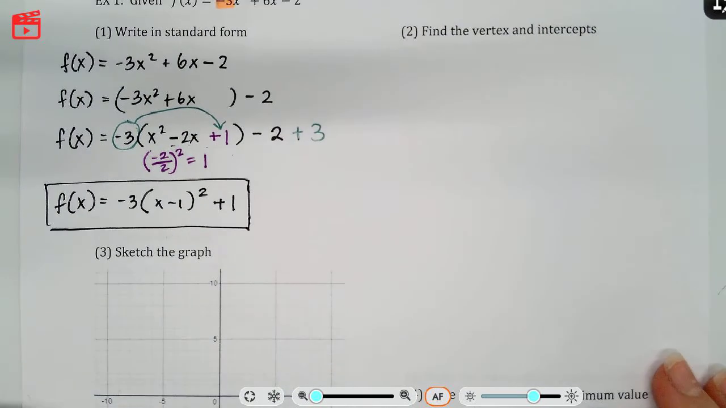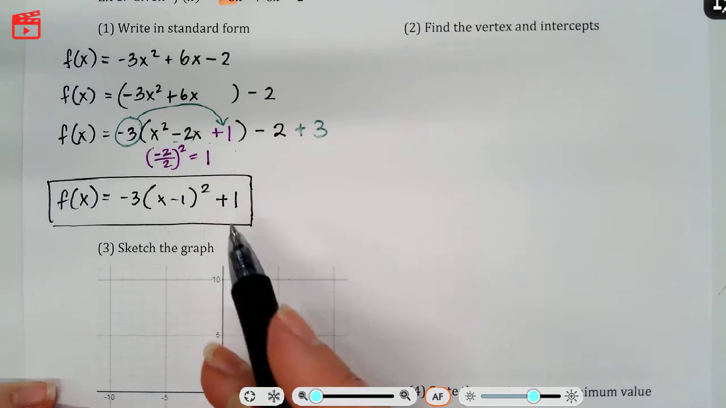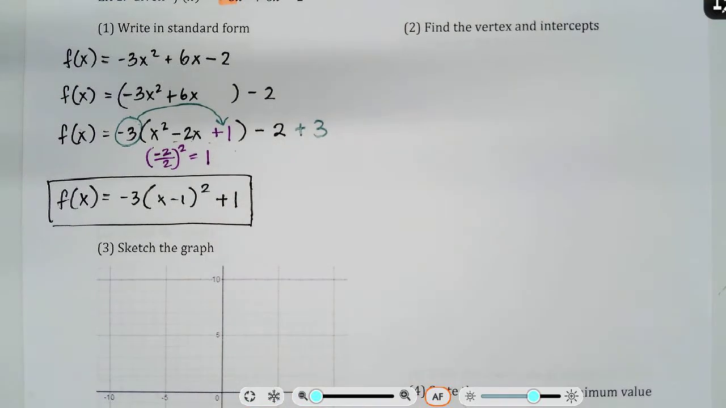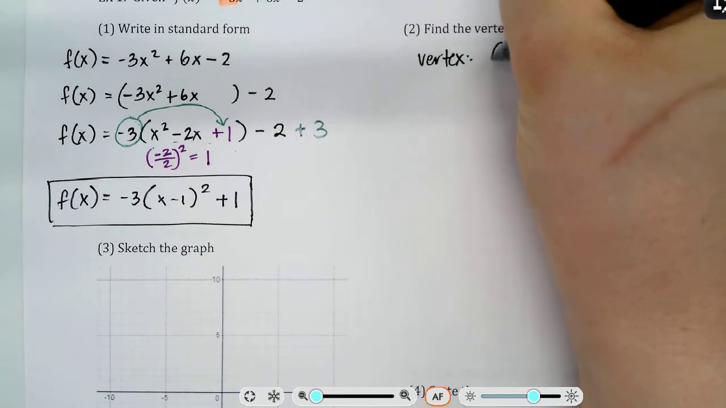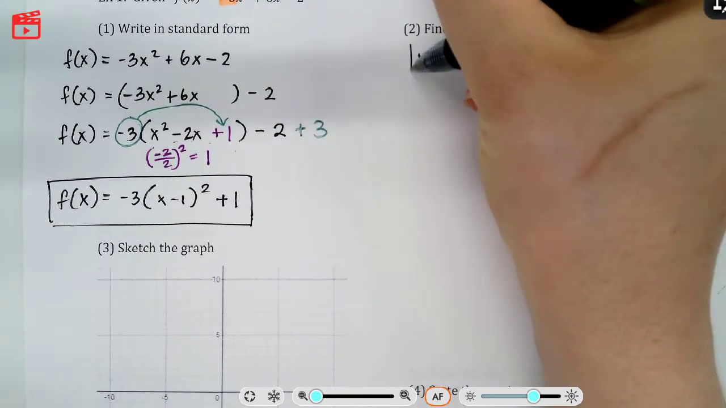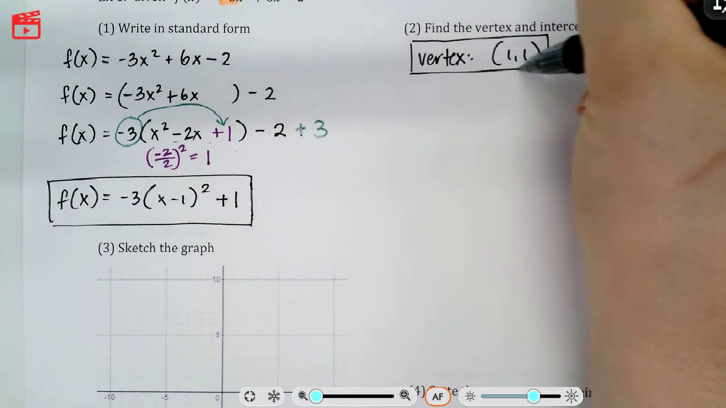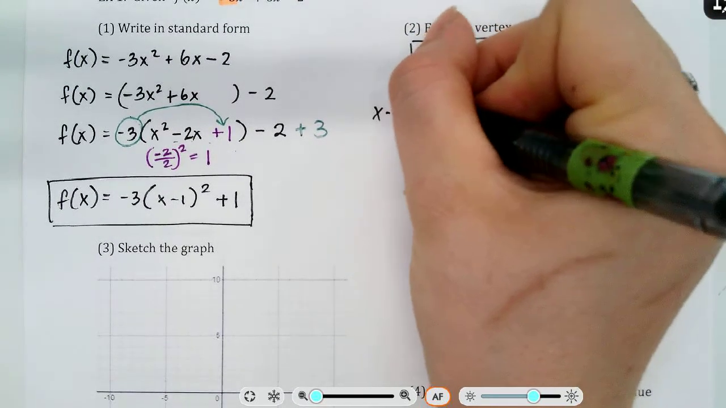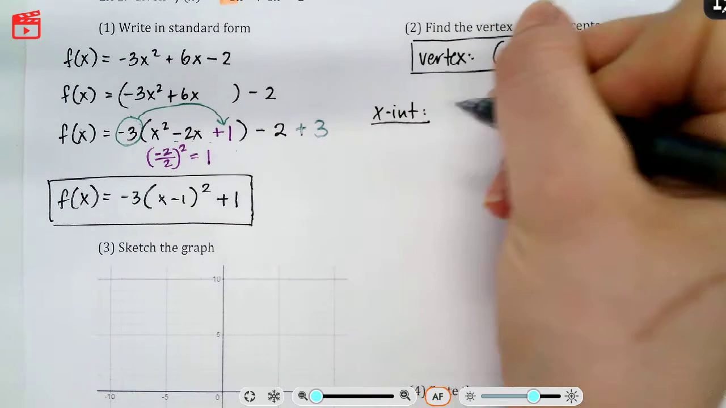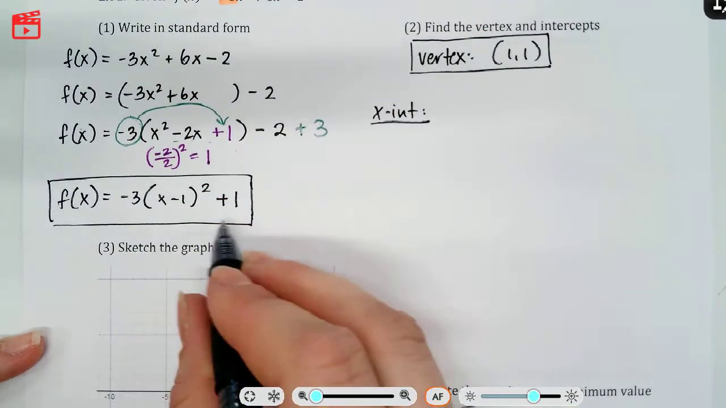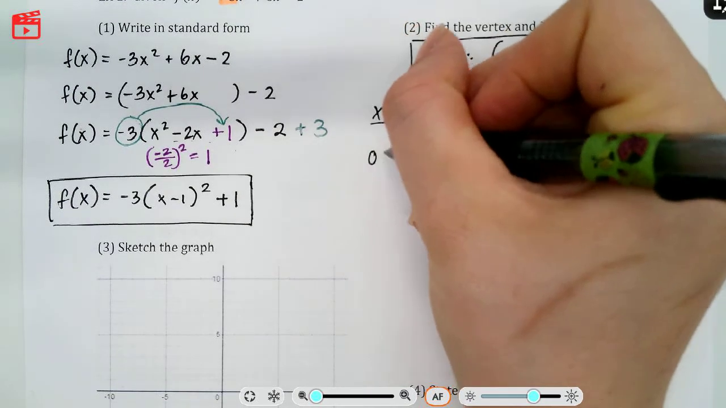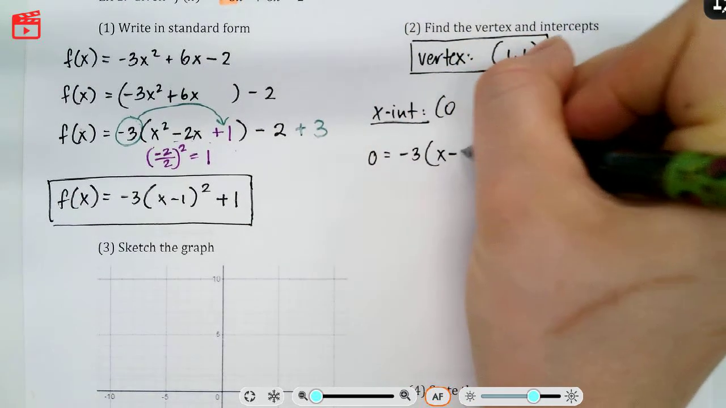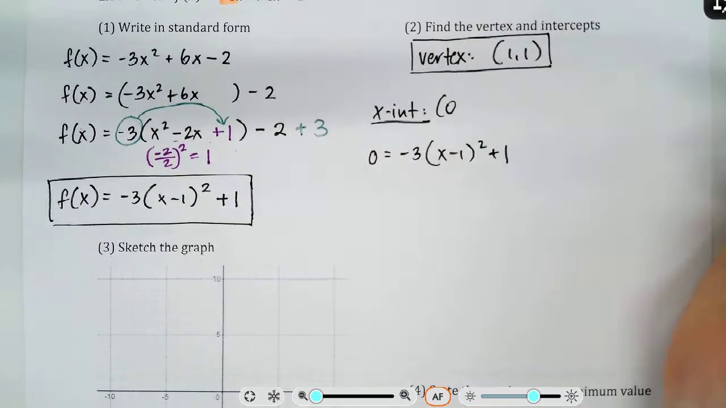Now let's find the vertex. Okay, nice thing, this is in vertex form. So I can go ahead and identify that, which is going to be 1, 1. And let's go ahead and find our x-intercepts. Now this time, I'm going to use this function here to find my x-intercept. So setting y to 0, let's solve for x.